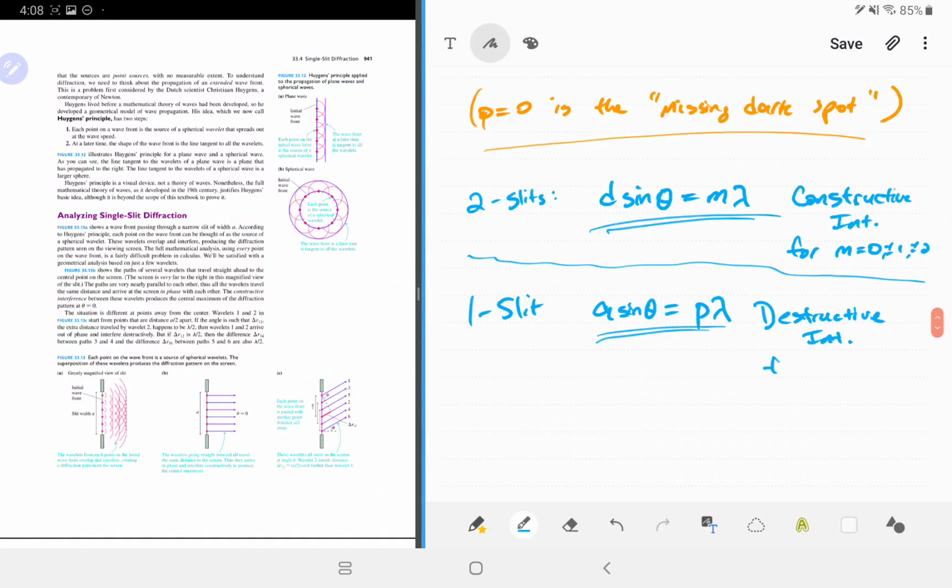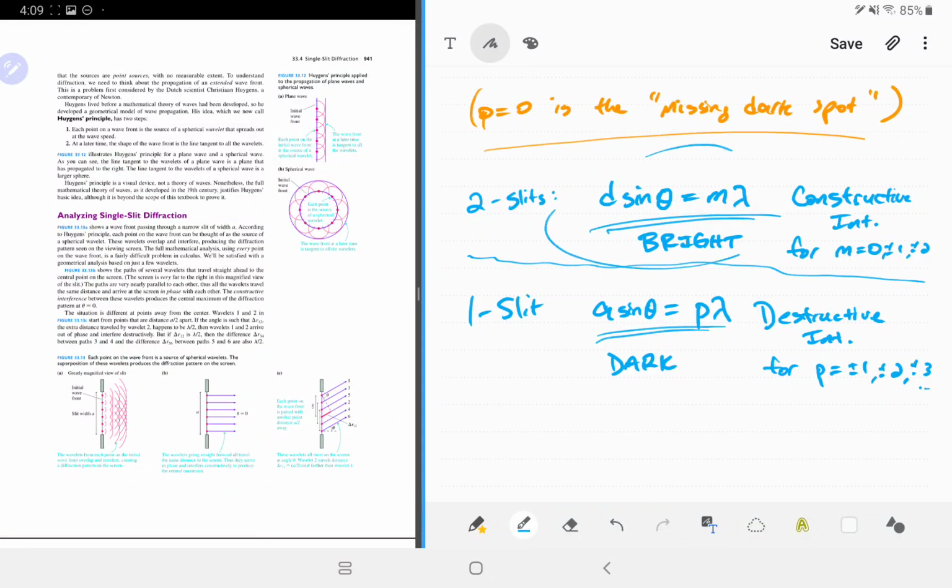This is destructive interference for p equals, now I can't include 0. That's the missing dark spot in the center. So this is p equals plus or minus 1, plus or minus 2, etc. This can keep going forever. So these are dark spots. Each of these is an equation for theta, if you know the other quantities. These give the dark spots, and these give the bright spots.